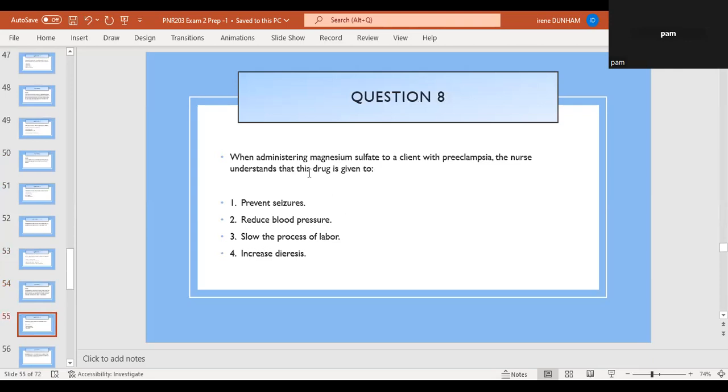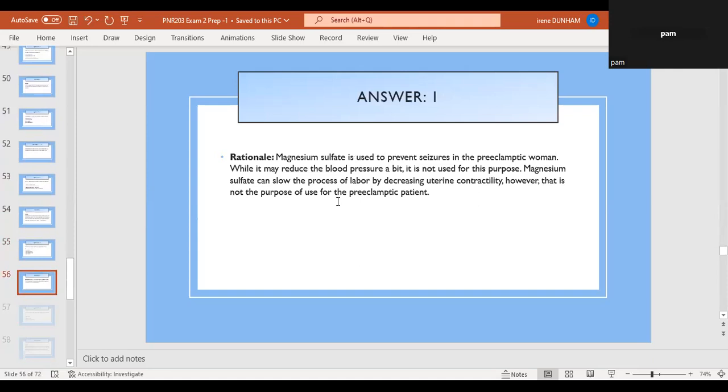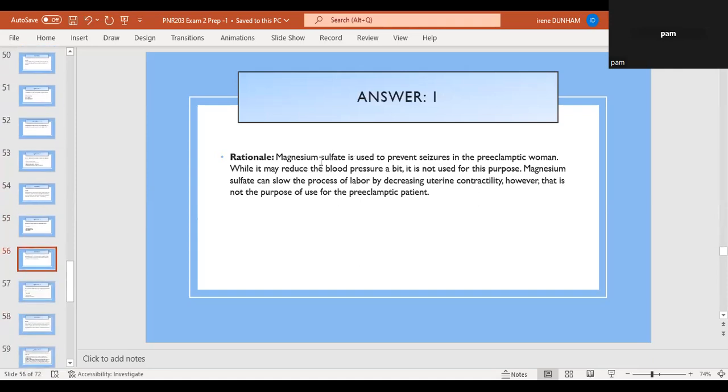All right. When administering magnesium sulfate to a client with preeclampsia, the nurse understands that this drug is given to what? Okay. Now, this has always been a good test question. You give magnesium to someone with preeclampsia so they don't have seizures. That's the answer. Yes. Magnesium sulfate is used to prevent seizures in the preeclamptic woman.